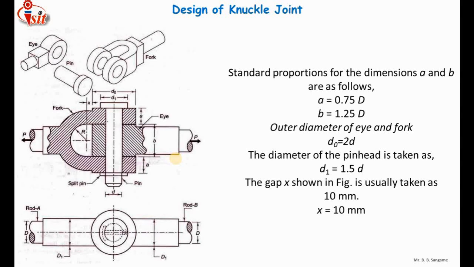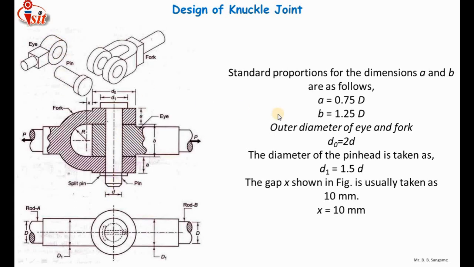After the selection of diameter of pin, that is small d, we have to check for the stresses induced in the eye and the stresses induced in the fork. Once you calculate the diameter of pin, we need to calculate the dimensions of fork and eye. The dimensions of eye means we need to calculate the inside diameter, outside diameter and thickness. Obviously the inside diameter is the diameter of pin, which was already calculated in the previous video. Once you calculate the diameter of pin, you can calculate the outside diameter and the thickness.